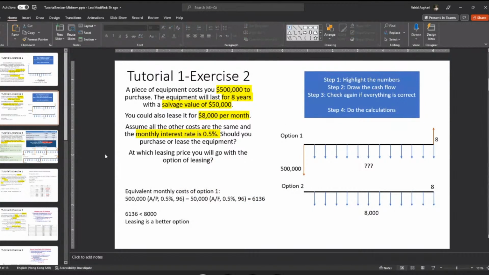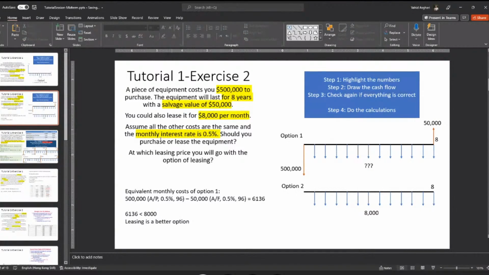So for tutorial 1, exercise 2, this is a comparison. You should compare two options. Option 1 is that we are going to have to pay $500,000 and the equipment is going to last for 8 years, and at the end there is a salvage value of $550,000. And this is option 1. I think I forgot it. Let me put it here. Yep.